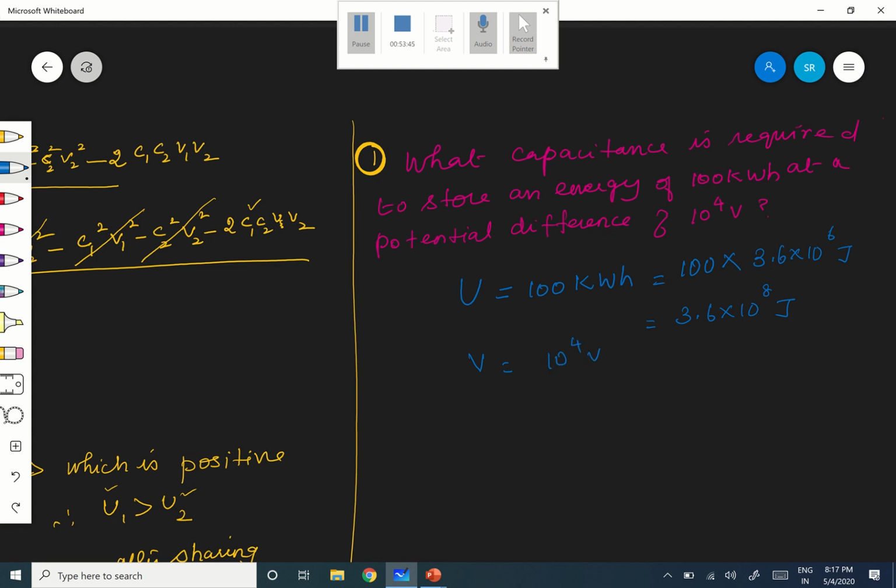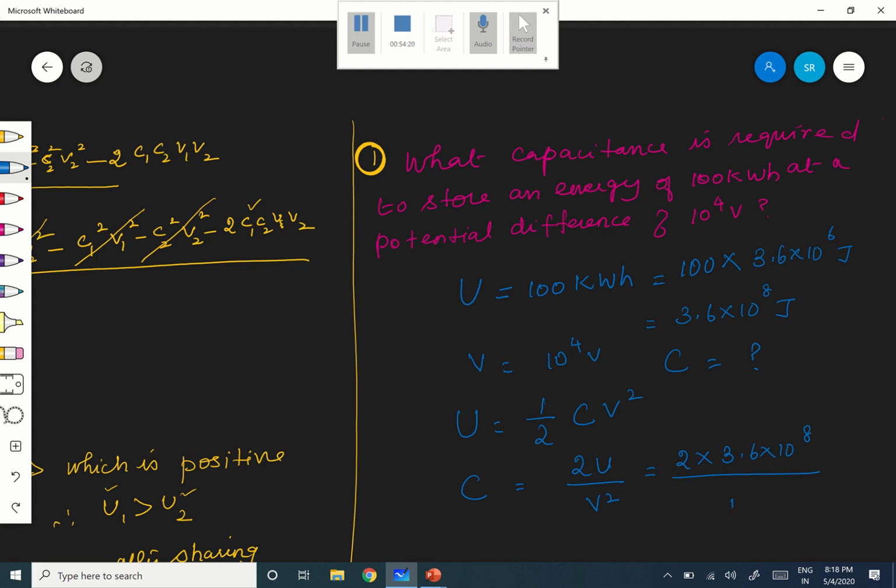Therefore, we are asked for what? Capacitance. I think you know how U, C, V are all connected. U is equal to half CV squared. Therefore, what I want is C. C is equal to 2U by V squared. That is 2 into 3.6 into 10 power 8 divided by V square.